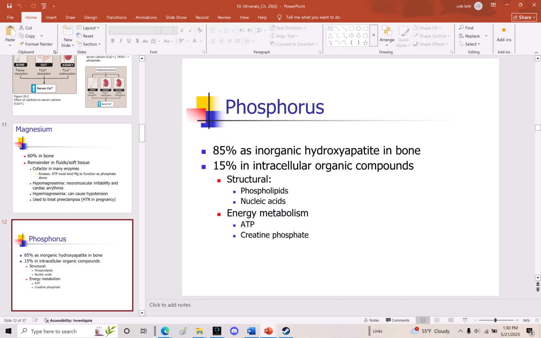So that's just structural. You can't make DNA and you can't make phospholipids unless you have phosphorus, because that's a major component in phosphate. So this is just a phosphate here. You've got to have phosphorus to make phosphate.